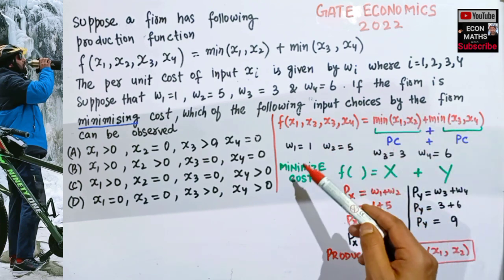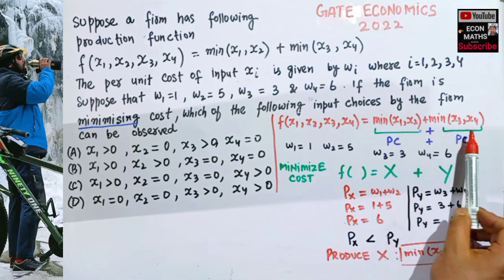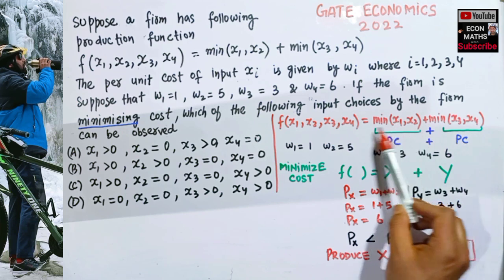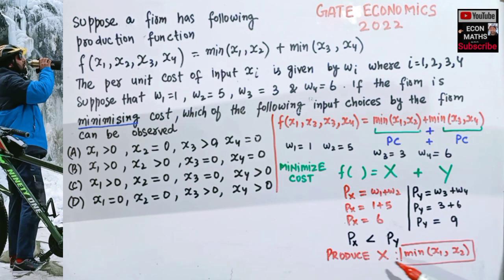I have told you it is a kind of hybrid production function where we have two perfect complement goods, plus we have the perfect substitute combination here. So the firm will produce x, and in x we have x1 and x2. That means the firm will choose to produce a positive quantity of x1 and a positive quantity of x2, and will produce zero quantity of x3 and zero quantity of x4.